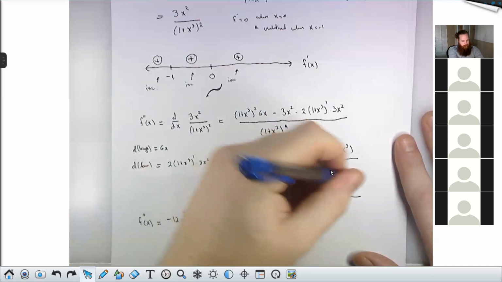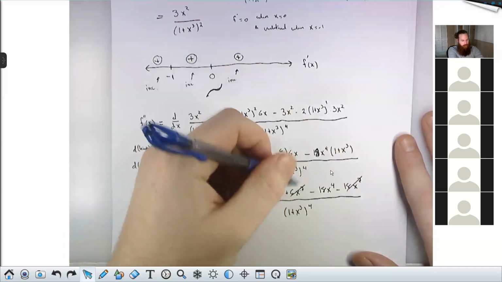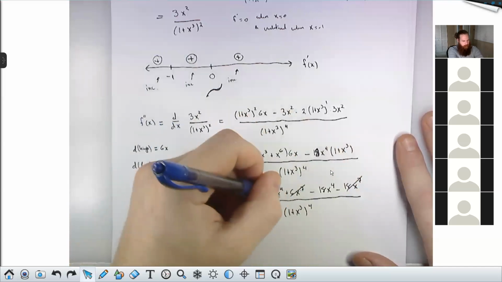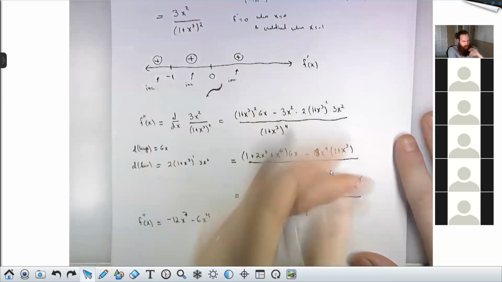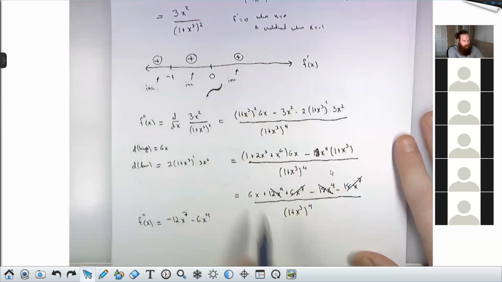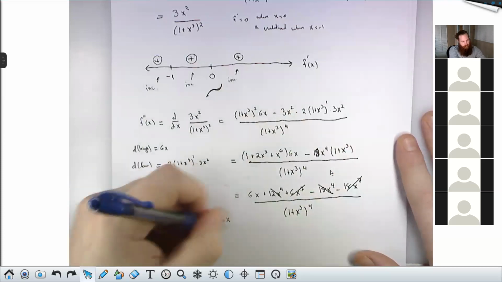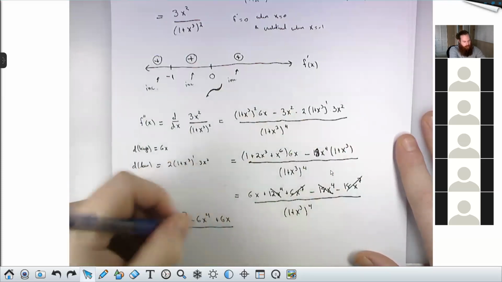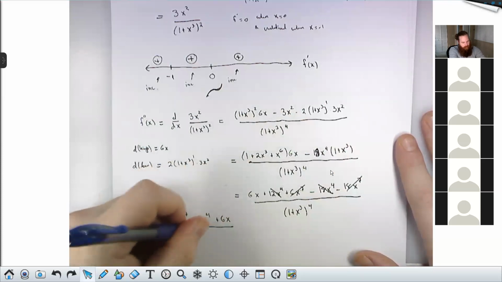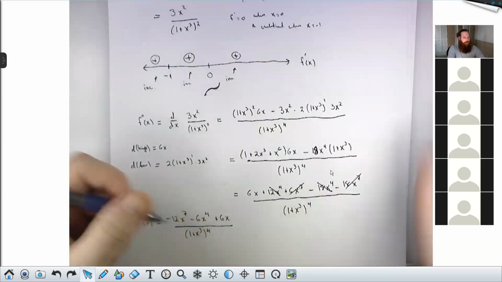So that's the x to the 7's done. The x to the 4's done. They don't cancel. I've just combined them and I'm coming back here to see what's left. Plus 6x. All right. And this is all over 1 plus x cubed to the 4th power.